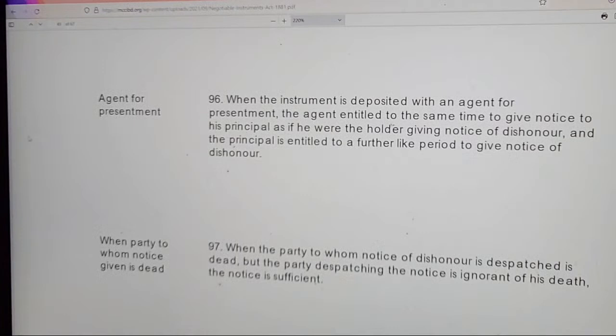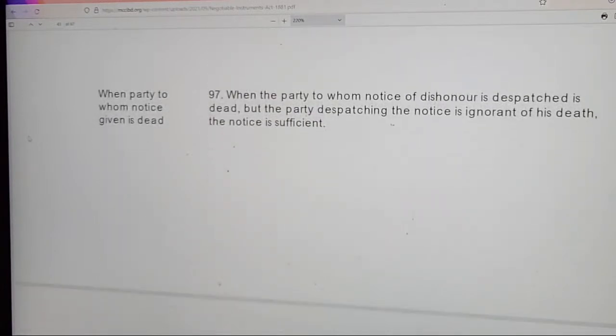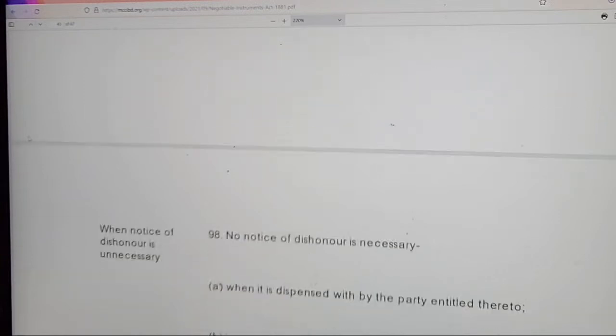When the instrument is deposited with an agent for presentment, the agent is entitled to the same time to give notice to the principal as if he were the holder giving notice of dishonor, and the principal is entitled to a further like period. Notice of dishonor when party to whom notice is given is dead. 97. When the party to whom notice of dishonor is dispatched is dead, but the party dispatching the notice is ignorant of his death, the notice is sufficient.